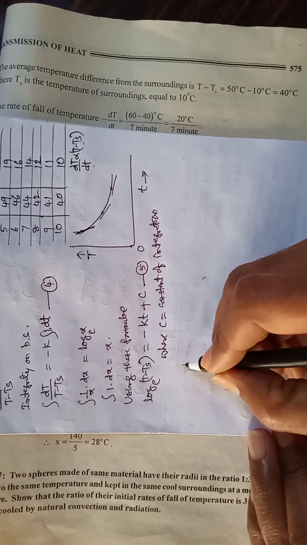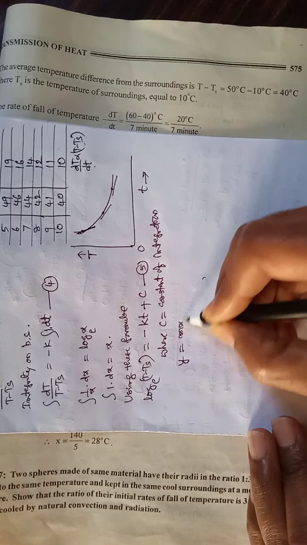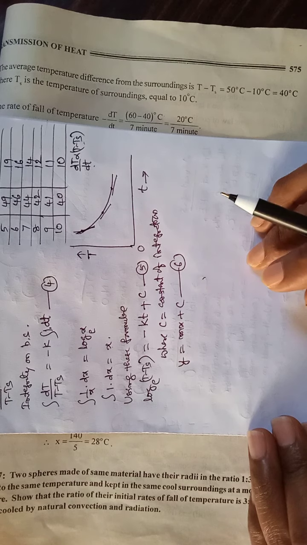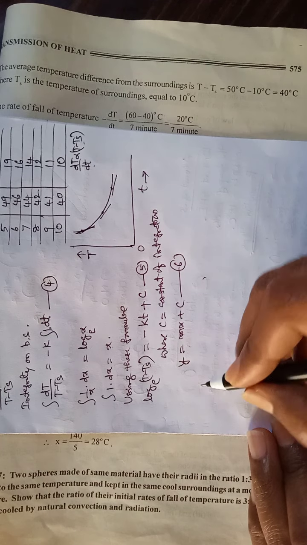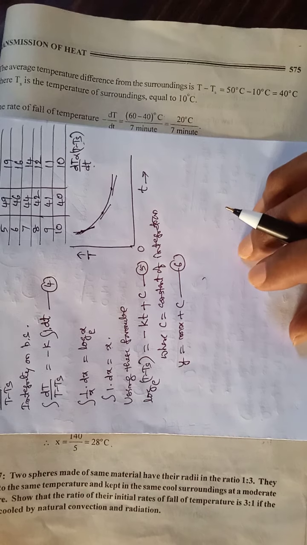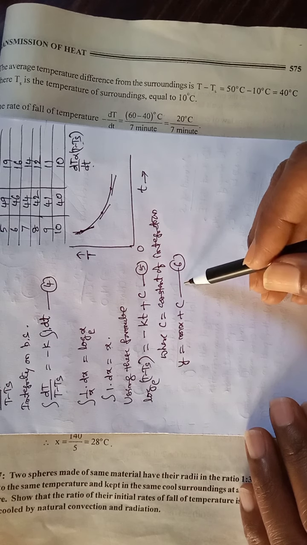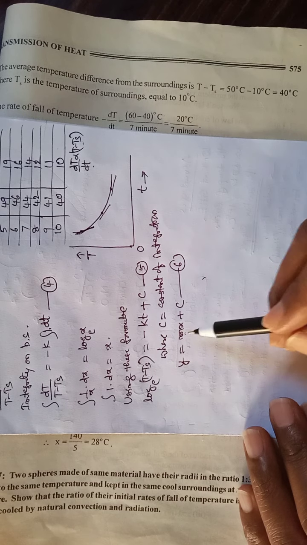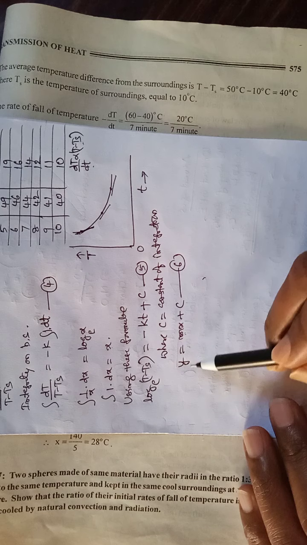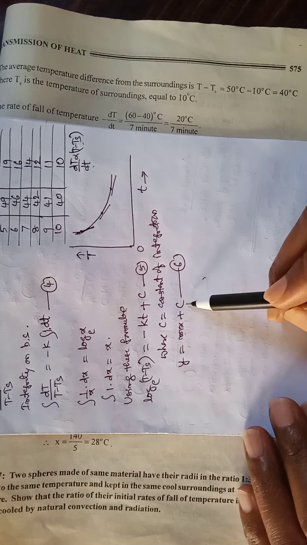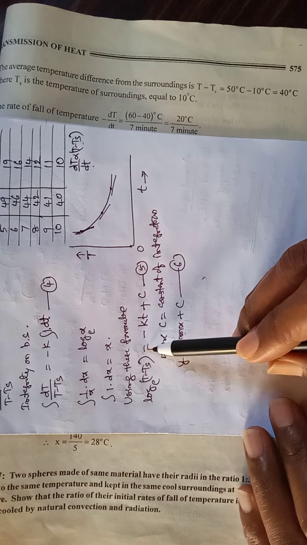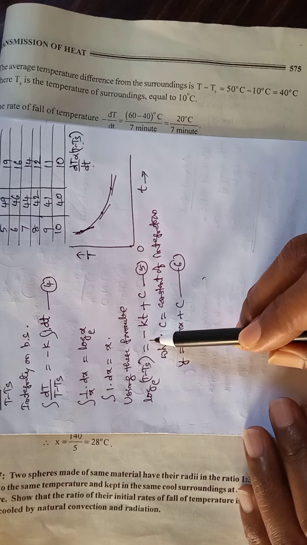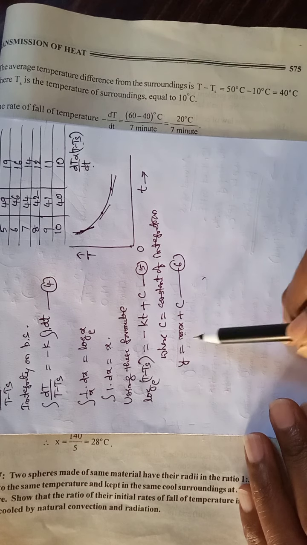In this equation, t is a variable and log e (T minus Ts) is another variable. So this is in the form y is equal to mx plus c. This equation is in this form, and comparing these two equations, in place of slope you got minus k, which means here you are getting a negative slope. Since this is in the form y is equal to mx plus c, this represents a straight line not passing through the origin, having some x-intercept and y-intercept and a negative slope.